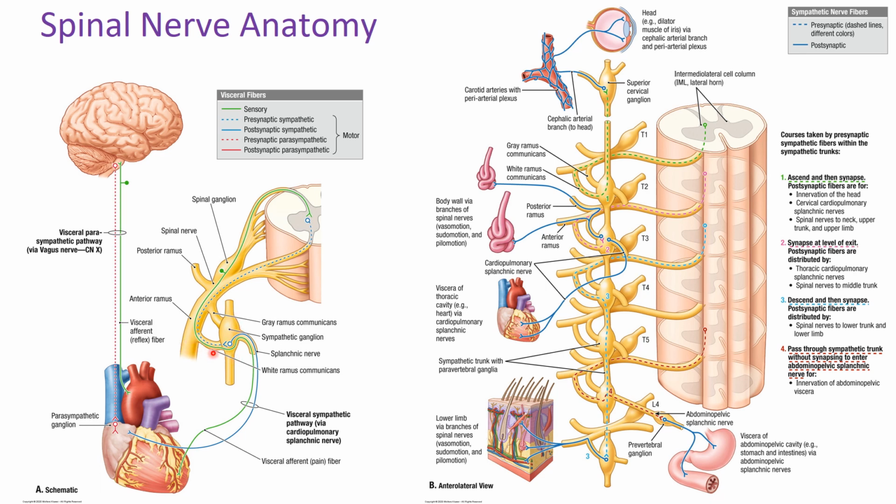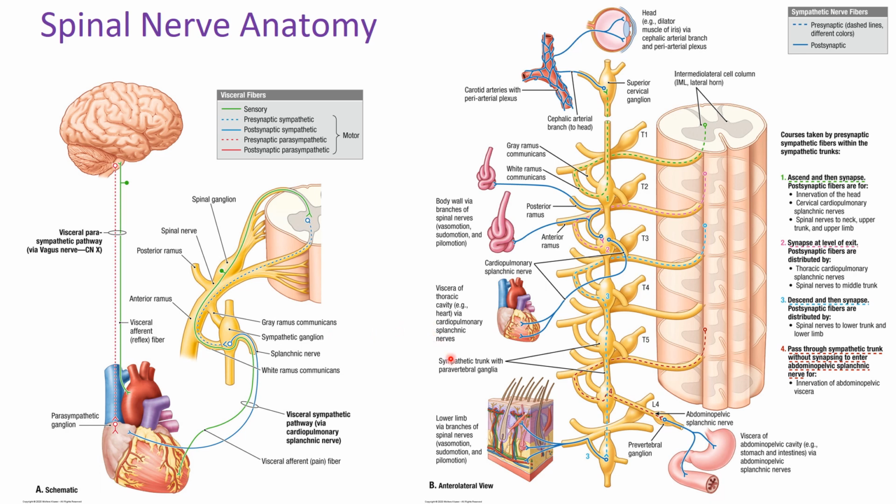A connection to the sympathetic trunk from a spinal nerve is called a rami communicans. So going from the anterior ramus communicating to the sympathetic trunk, rami communicans. If it is myelinated, it is called a white rami communicans. If it is not myelinated, it is called a gray rami communicans. And we'll talk more about this later.